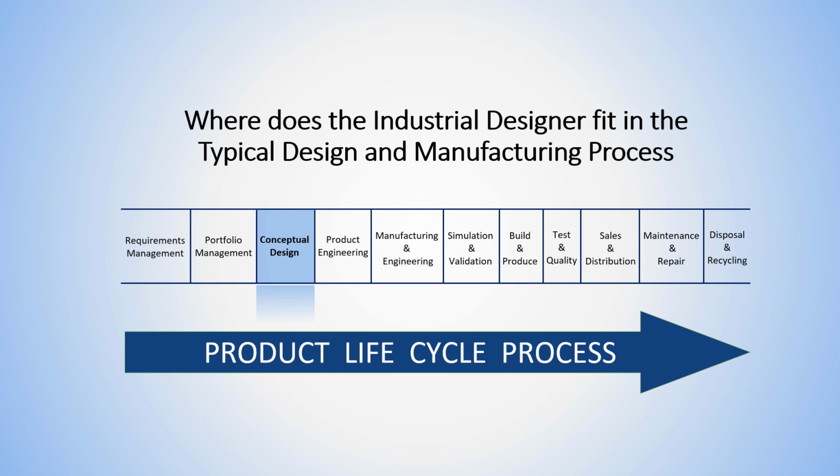First we have the requirements of management, we have the portfolio management, and then we have conceptual design, product engineering, manufacturing engineering, simulation and validation, build and produce, test quality, sales, distribution, maintenance, repair, dispose, and recycling. We see how right at the beginning, industrial design always kind of fits within the concept design area, at the very beginning or close to the very beginning of the product life cycle.